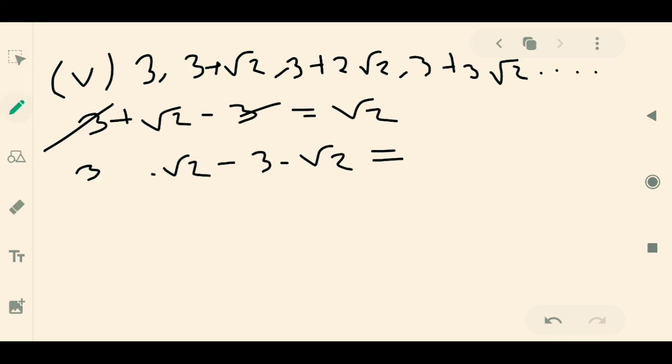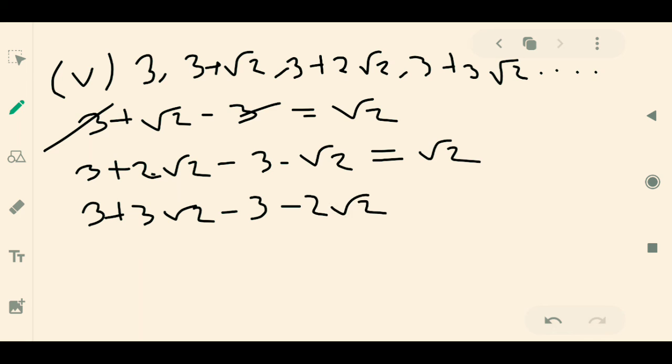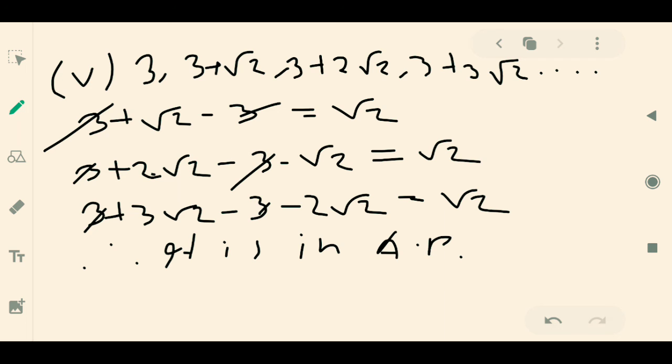Again root 2 is getting. And then 3 plus 3 root 2 minus 3 minus 2 root 2, the 3s cancel, so it is also root 2. So therefore it is in AP. So 3 more terms we need. Our common difference is what? The common difference is root 2.